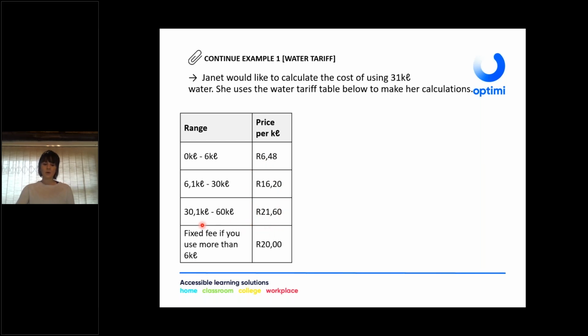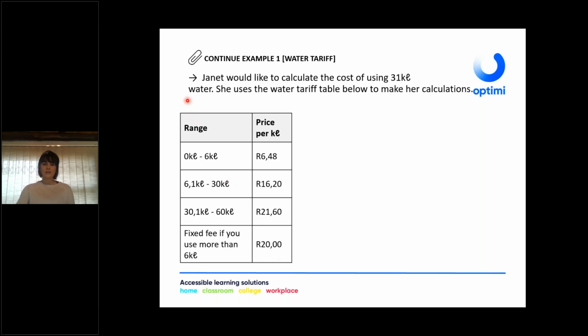Then right at the bottom of this table, I would like you to note that there is a fixed fee included if you use more than 6 kiloliters of water. This is very important for you to remember when answering questions: if you use more than 6 kiloliters, an additional R20 needs to be added to your total monthly billing. Now, let us continue with example 1.